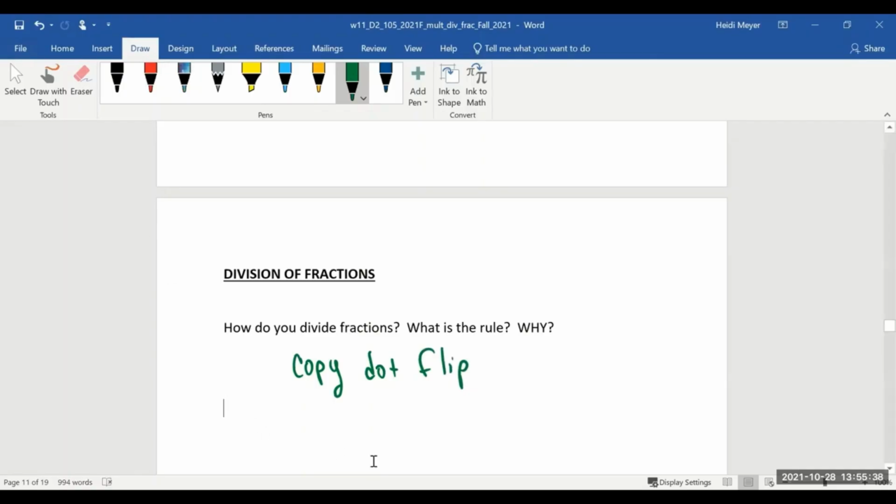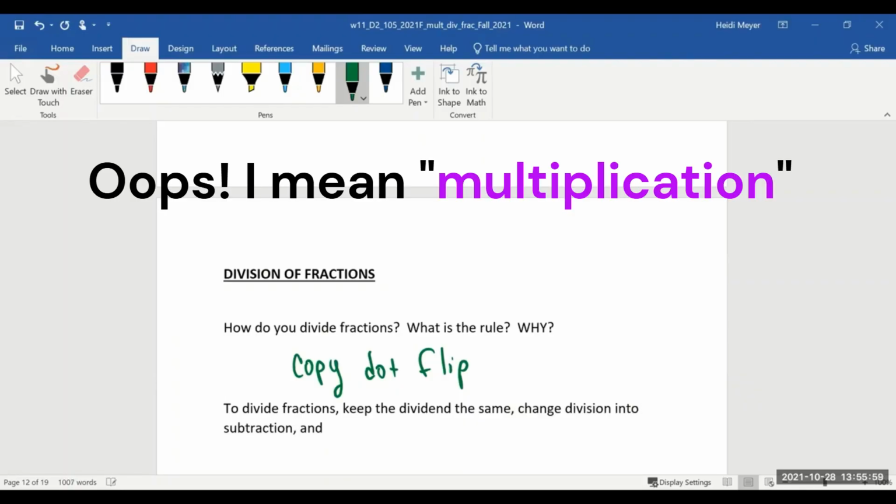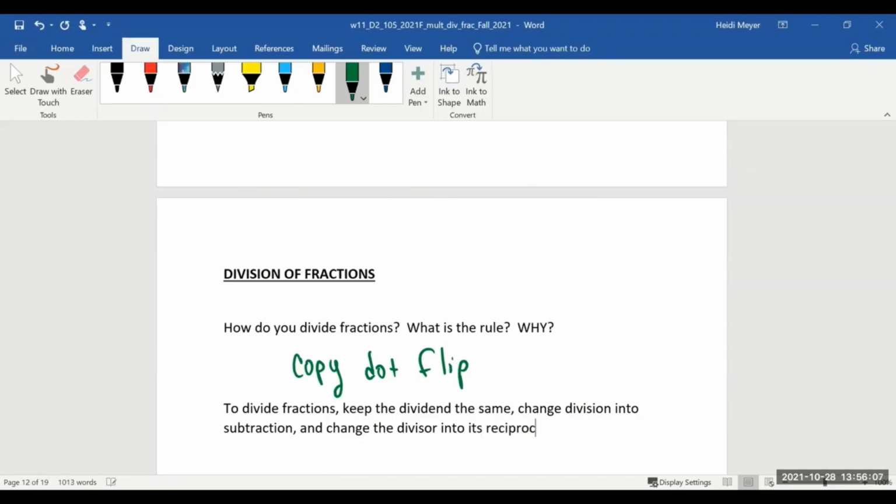We could type it up a little differently to divide fractions. Keep the dividend the same. Change division into subtraction and change the divisor into its reciprocal. That does not quite come as trippingly off the tongue as copy dot flip.